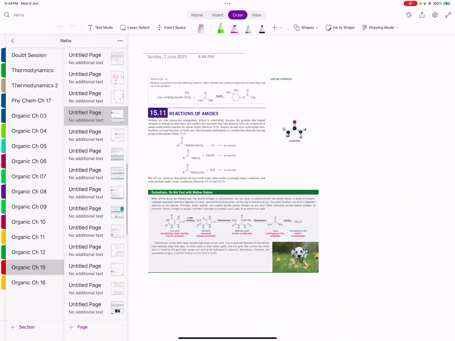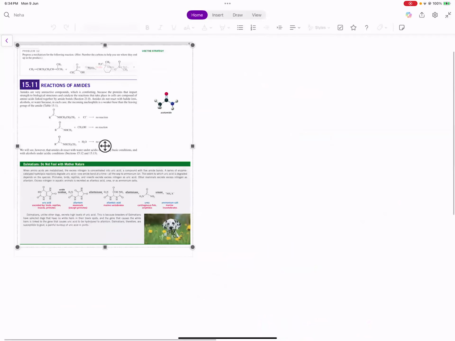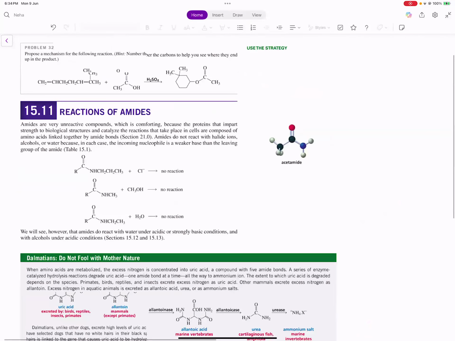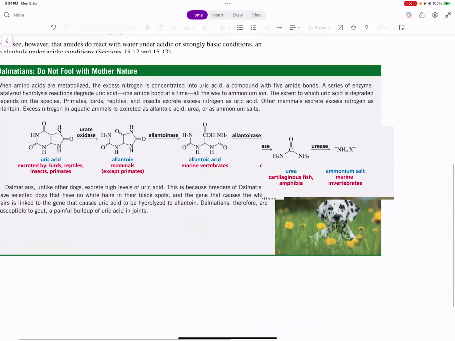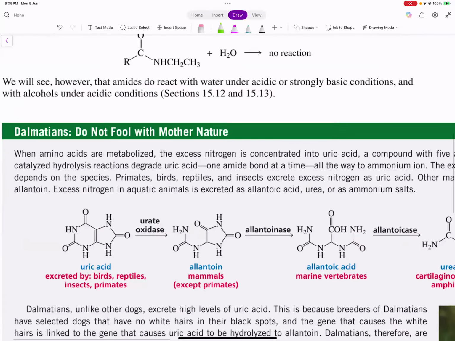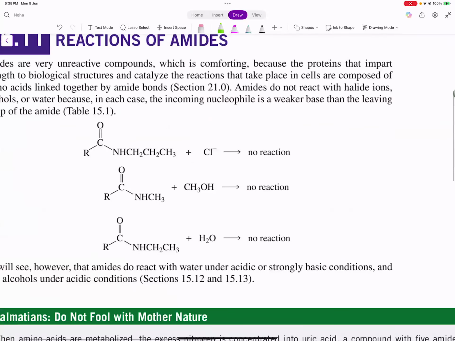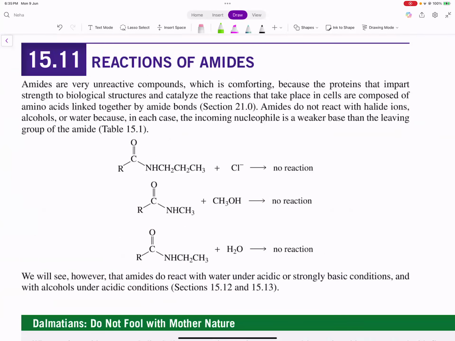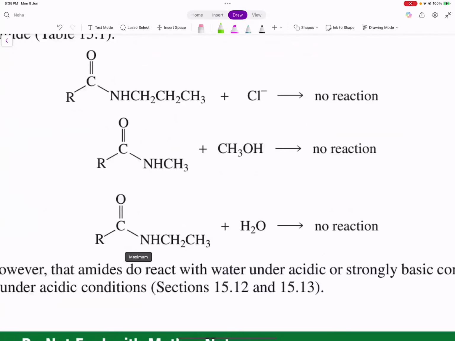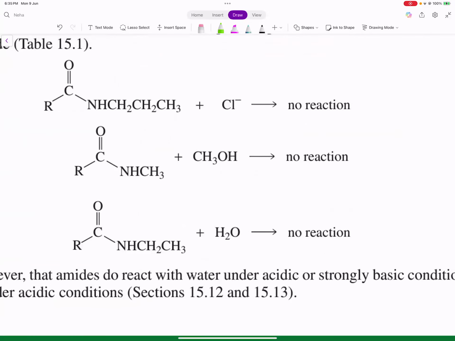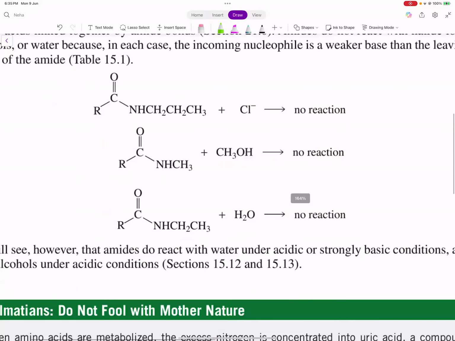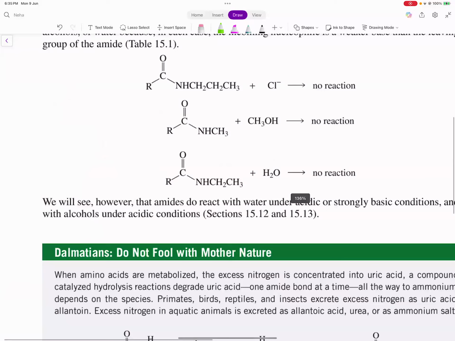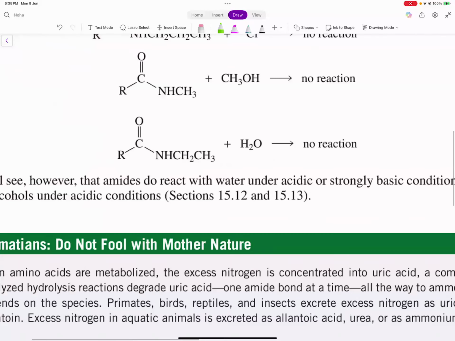Now we move on. You can read this: Dalmatians do not fool with Mother Nature. You can just go through. Amides were my favorite because there will be no reaction. Amide is the least reactive, right? I cannot make acyl chloride from amides. I cannot make esters from amide. I cannot make carboxylic acid from amide, because the incoming nucleophile is weaker. See, my favorites are the amides. Okay, so we are done with this.